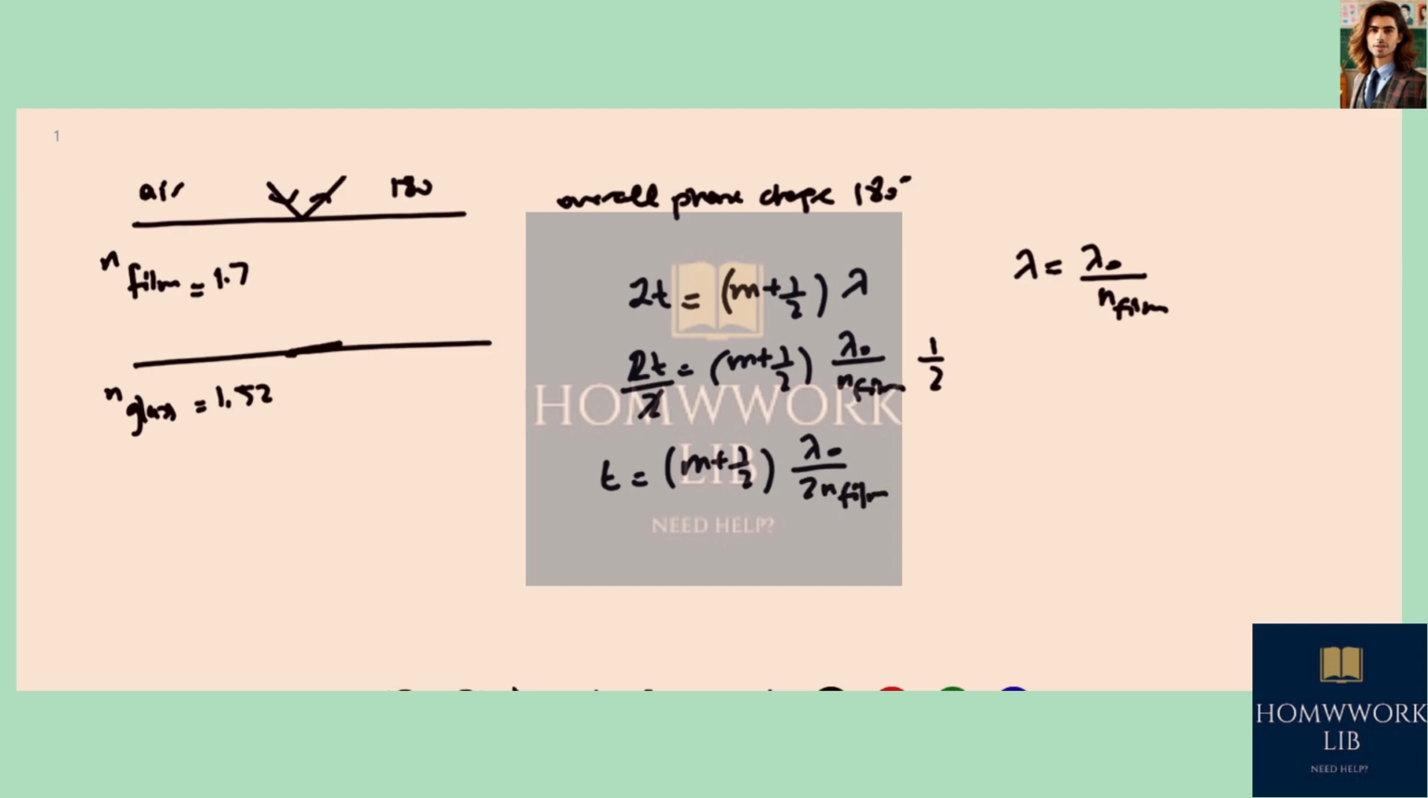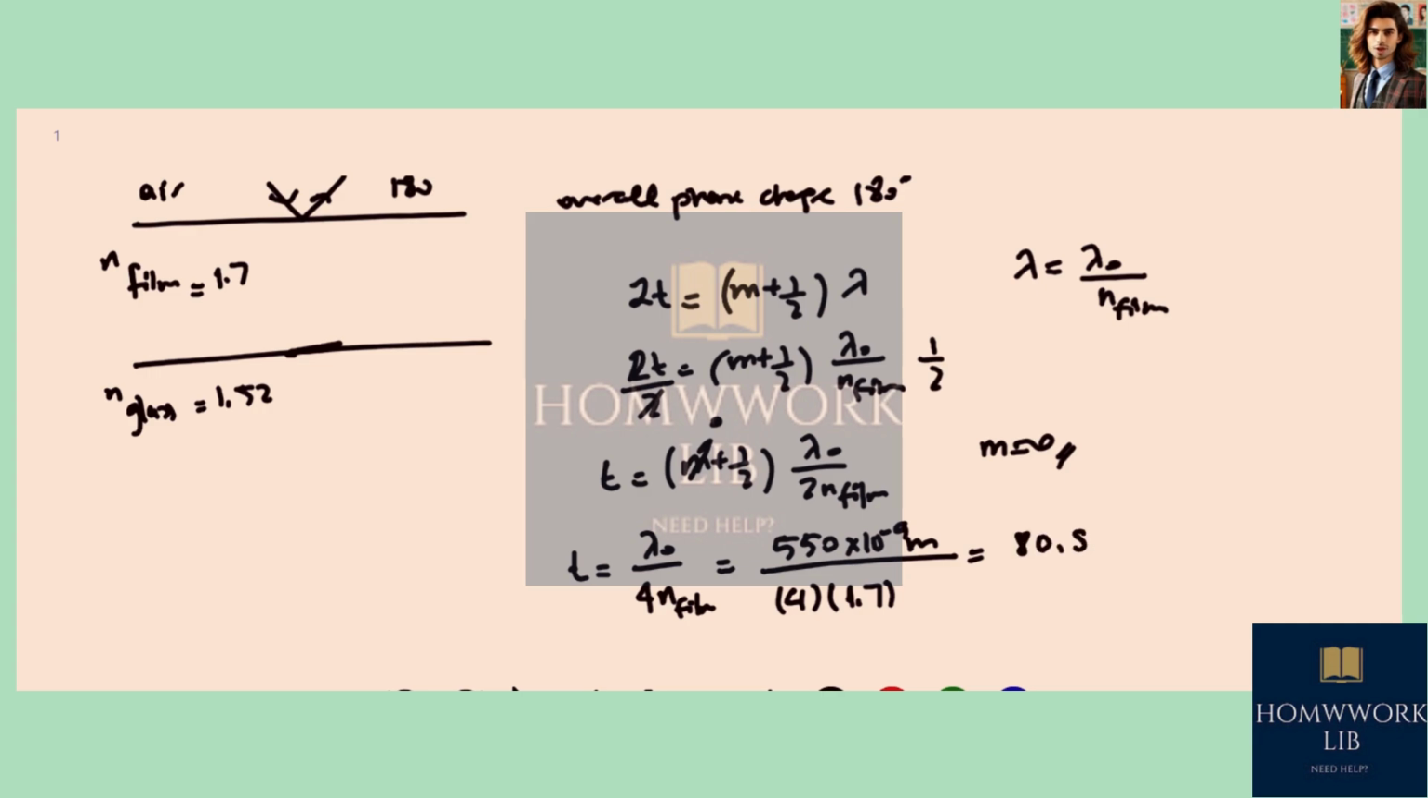Now, we're looking at the minimum thickness, so m is going to be 0. So if m goes to 0, then the thickness is going to be simply lambda naught over 2 times 2, 4 n film. And lambda is given to us as 550 nanometers. So I just converted it into meters. And n film is 1.7. From here, we find the minimum thickness to be 80.88 times 10 to the negative 9 meters, which gives you 80.88 nanometers. This will be the answer to part A.